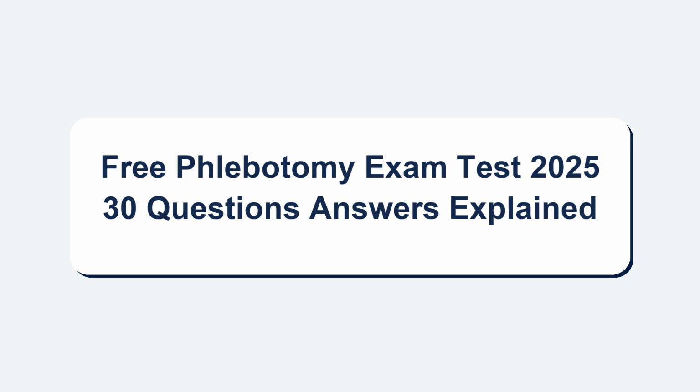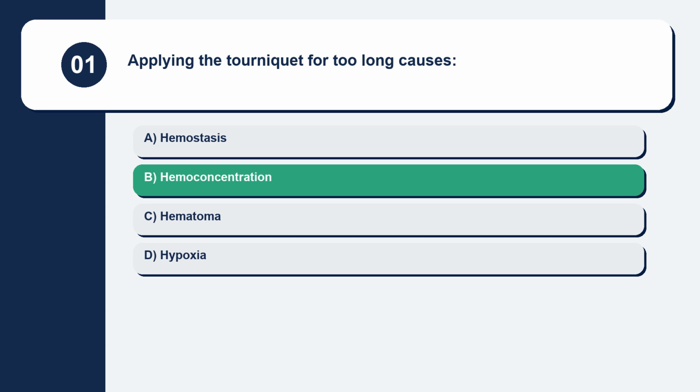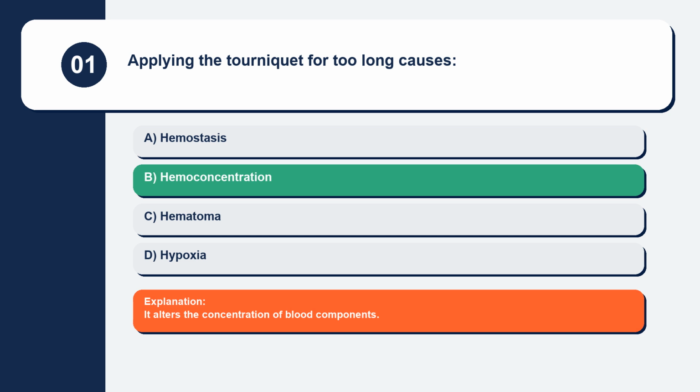Free Phlebotomy Exam Test 2025, 30 questions, answers explained. Question 1. Applying the tourniquet for too long causes: hemostasis, heme concentration, hematoma, hypoxia. It alters the concentration of blood components.